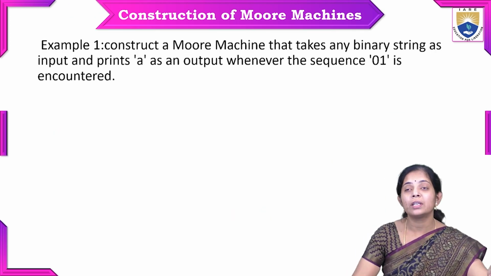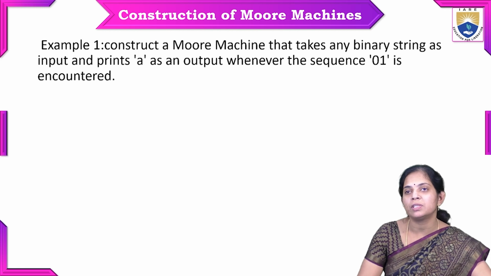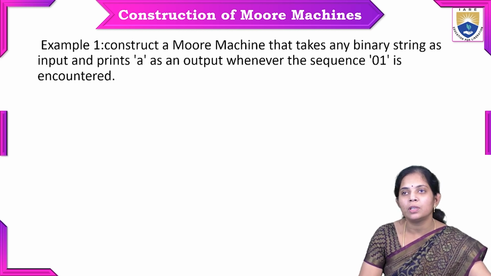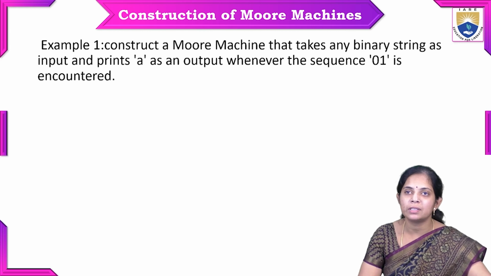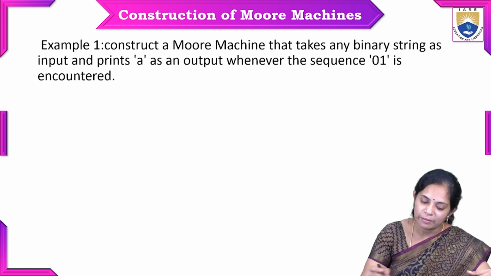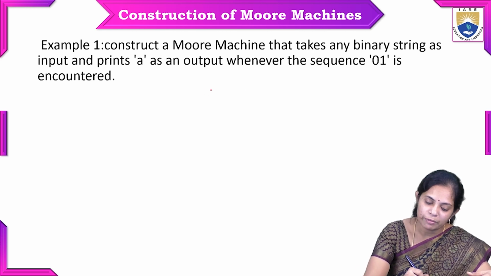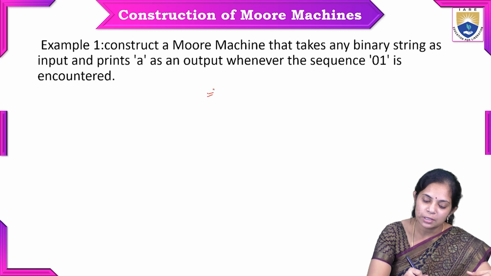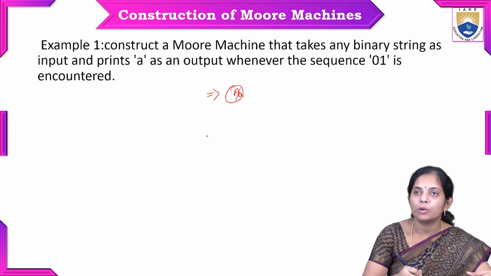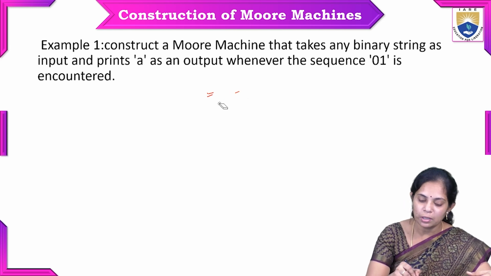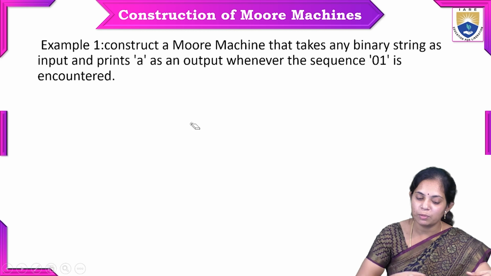And let's construct a Moore machine for this one. So what is meant by a Moore machine? We already discussed the Moore machine and the Mealy machine. What are the differences between them? The difference is that the Moore machine is dependent on the state, and it has the output in the state itself. So like this we have to construct a Moore machine for this one.